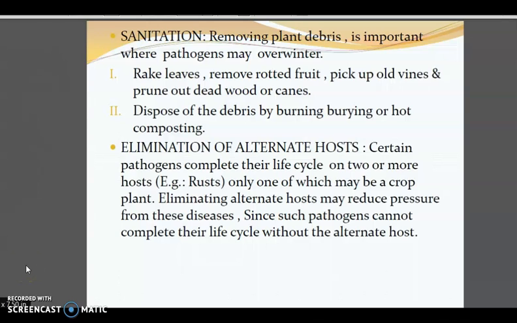And the next method is elimination of alternate host. Certain pathogens complete their life cycle on two or more hosts. For example, the organism that causes rust, only one of which may be a crop plant. Eliminating the alternate host may reduce the pressure from these diseases, since such pathogens cannot complete their life cycle without the alternate host. So when the pathogen cannot complete its life cycle, it cannot initiate the disease in the plant.